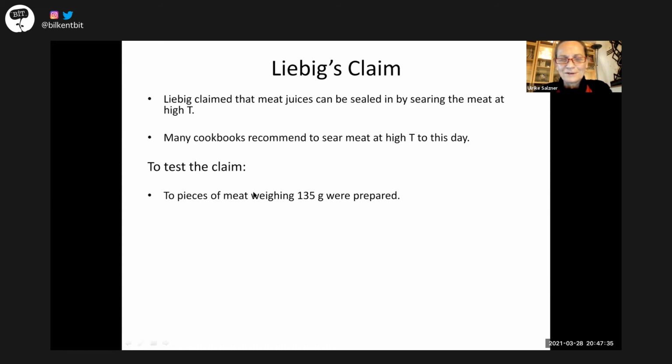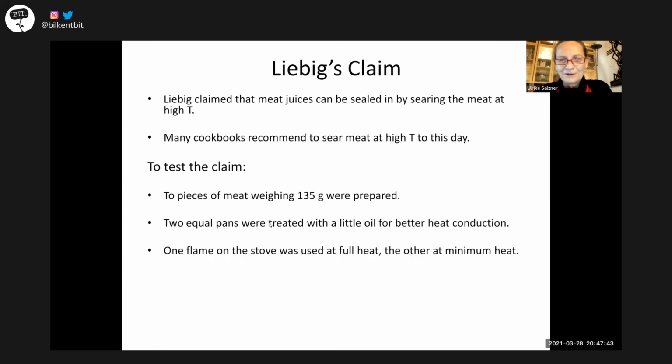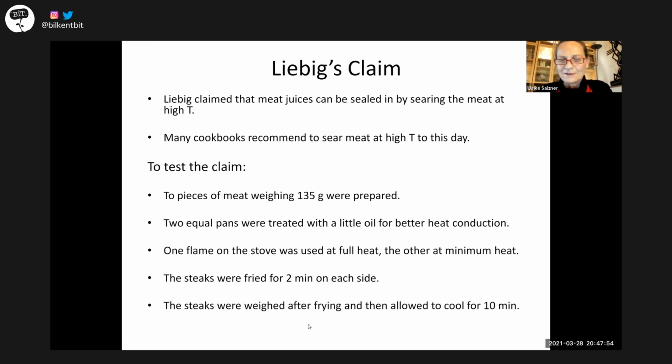I bought 2 pieces of meat. I'm a chemist, I like to make experiments. 2 pieces of meat, equal weight. I put them in 2 equal pans on the stove, one on full heat, one on minimum heat. I fried each one 2 minutes from each side, and weighed the meat before, 135, they were adjusted. Weigh it afterwards and look for the juices. What's happening when I make it hot and not so hot.